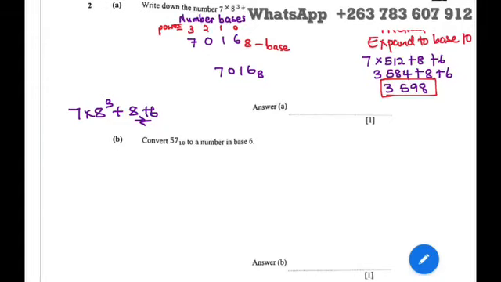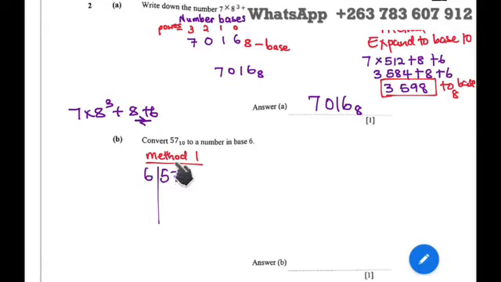Let's go to the next. So I'll write my answer here, 7016 base 8. Then on part B, 57 base 10 to a number in base 6. Method 1, you could divide 6 into 57, then take the remainders, reading them upwards. 6 into 57 is 9, because 6 times 9 is 54, so it will remain that 3.